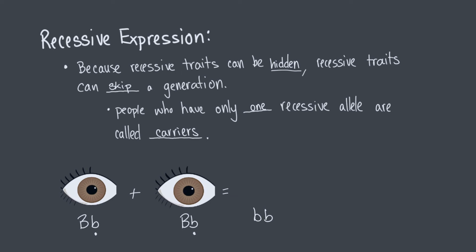So in that recessive expression, we can sometimes see a trait in a child, if it's a recessive trait, that neither parent expresses. And that's very possible as long as that trait is recessive.